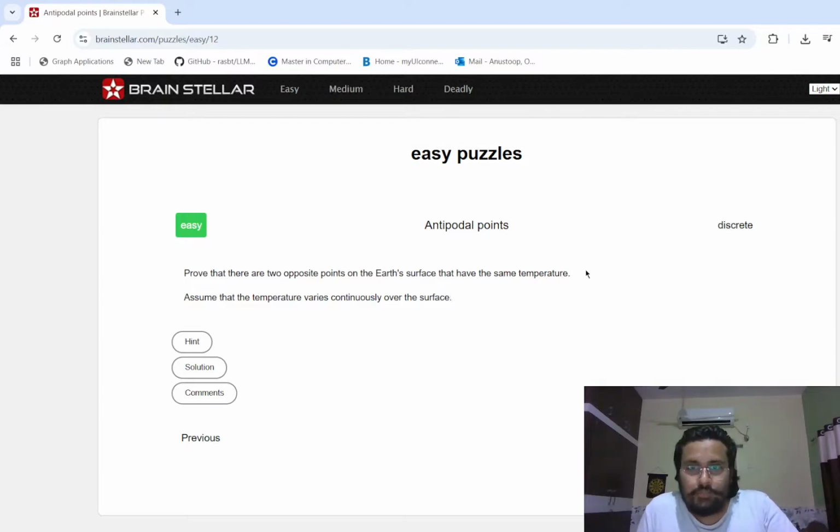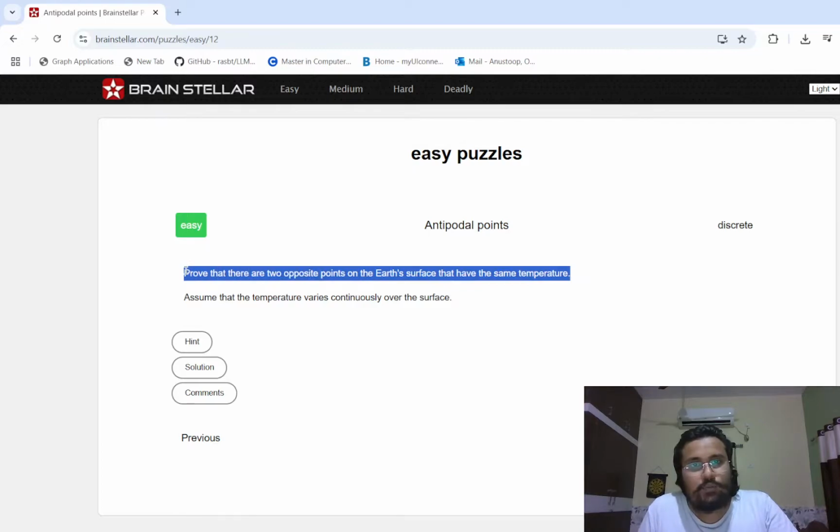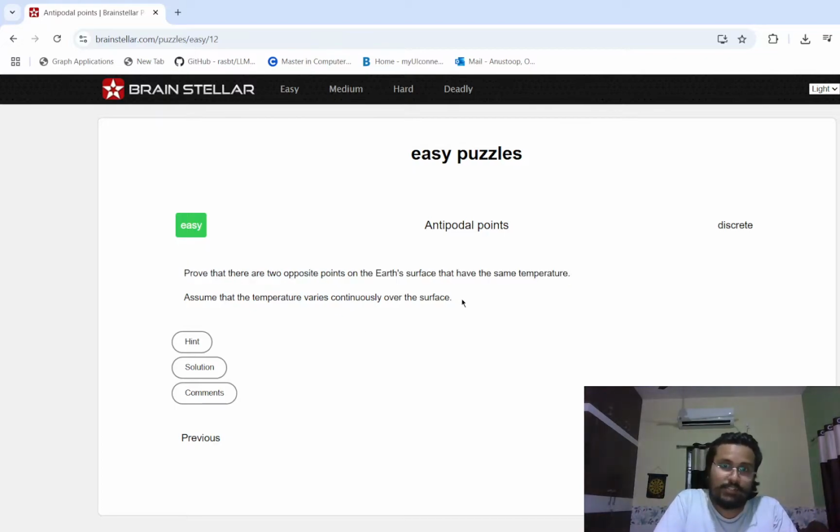Now, the question says, prove that there are two opposite points on the Earth's surface that have the same temperature. Fair enough. When they say two opposite points on Earth's surface, of course they have to be diametrically opposite. They have the same temperature, and by the language, it means that at least one such pair should exist. Assume that the temperature varies continuously over the surface.